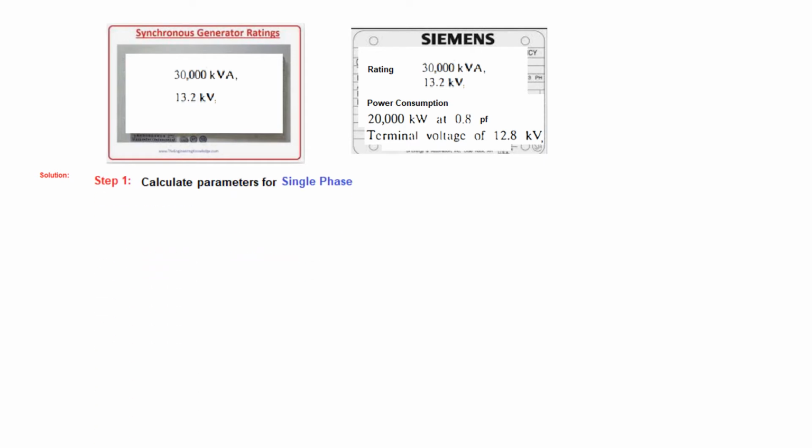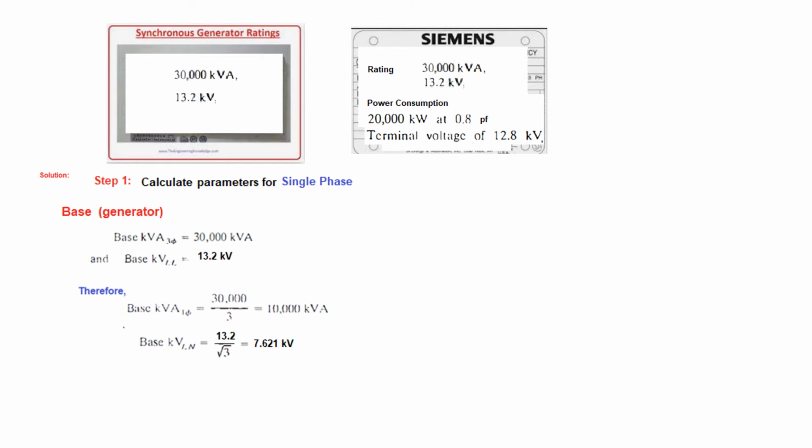So the first point is that calculate the parameters for single phase. So I prefer this to do for the single phase, but in the book they have done it with the three phase. Doesn't matter. Okay, so first let's calculate the base parameters. So generator base, this will be taken as the base. So generator base for three phase was 300 kVA and the base voltage is V line to line 13.2. From here we convert that into single phase.